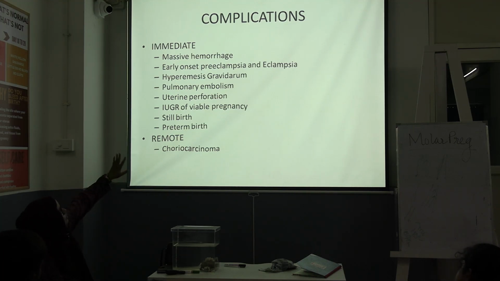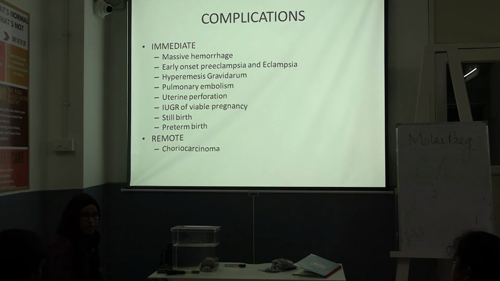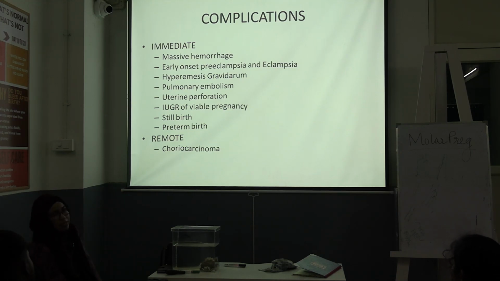There can be massive hemorrhage. There can be early onset preeclampsia, eclampsia that I already told you, hyperemesis gravidarum, pulmonary embolism, uterine perforation. Because the uterus is very soft, there is a risk of uterine perforation. There can be IUGR of a viable pregnancy: in case of partial mole, if the fetus survives, there will obviously be preterm delivery, and there can be IUGR. You have to explain to the patient. There can be stillbirth, there can be preterm birth, and a later or remote complication is that the patient can develop choriocarcinoma.